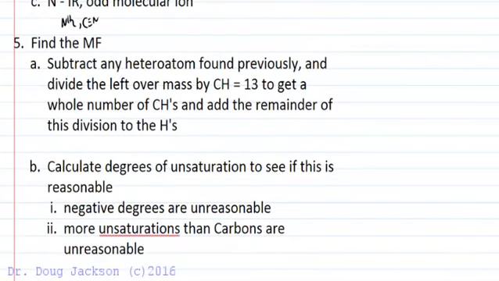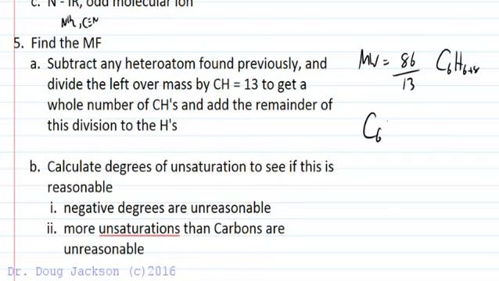So what we're going to do is say, okay, our molecular ion is 86. Let's divide that by 13 and see how many C's and H's we can get. 86 divided by 13 gives us 6 with a remainder. So that means C6H6, and let's see what the remainder is. 13 times 6 is 78. 86 minus 78 gives us 8 left over. So plus 8 there. So for all carbon and hydrogen, one possibility for the molecular formula is C6H14, since 8 plus 6 is 14.